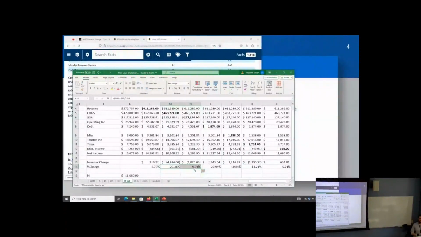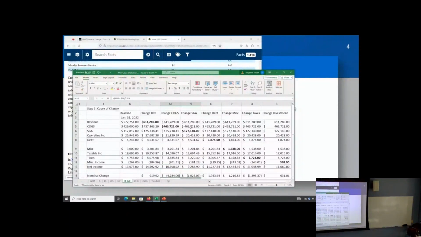All right, so when you're looking at your company, try to detail why exactly the changes occurred. The cause of change analysis shows us the change. It doesn't give us the reason why. MD&A gives us that reason.